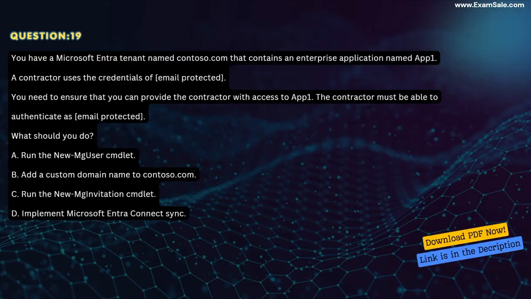Question 19. You have a Microsoft Entra tenant named Contoso.com that contains an enterprise application named App1. A contractor uses the credentials of [email protected]. You need to ensure that you can provide the contractor with access to App1. The contractor must be able to authenticate as [email protected]. What should you do? A. Run the New-User cmdlet. B. Add a custom domain name to Contoso.com. C. Run the New-Invitation cmdlet. D. Implement Microsoft Entra Connect Sync.